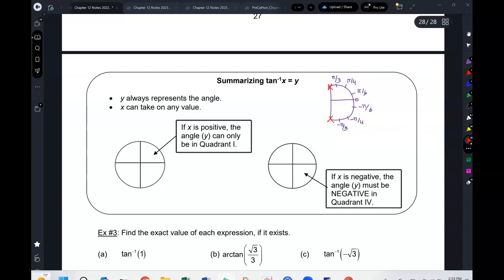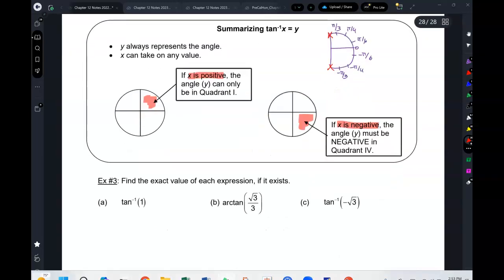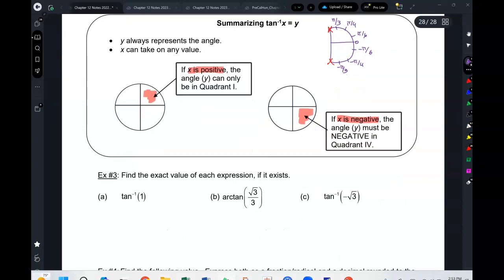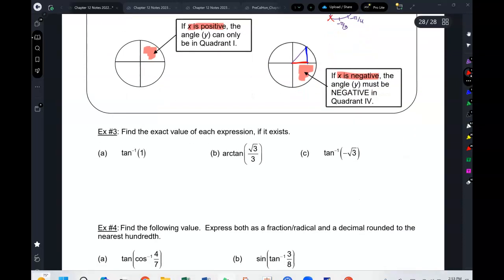Okay? So again, if we're looking for positive, it's in the first quadrant. Negative, it's in the fourth quadrant. Okay, so remember now, tangent of an angle is its vertical side divided by its horizontal side. So vertical and horizontal, the ratio of those two legs. For what angle is the tangent equal to 1? So the ratio of the vertical to the horizontal is 1. Pi over 4.